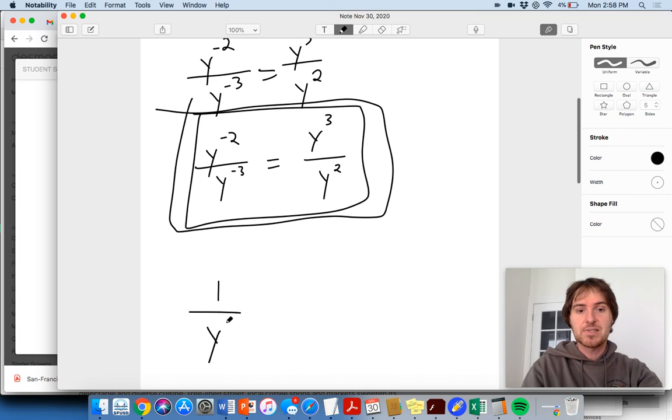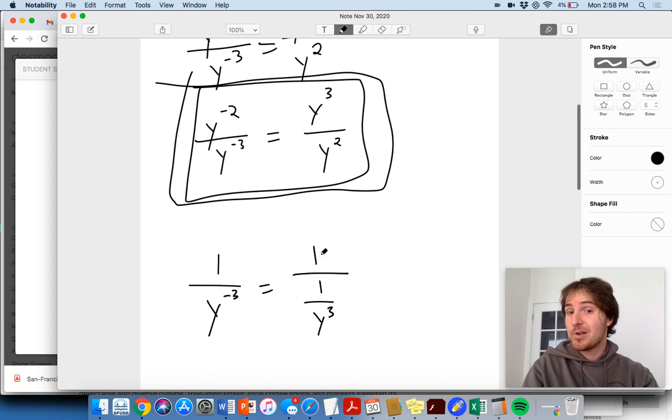Remember, this is the one that tripped us up, was something like this. If we have this right here, that's the same as 1 over y cubed, okay? And as we talked through in class, this is tough. This is a numerator here. This is a denominator of a denominator. A denominator of a denominator goes to the numerator, okay?